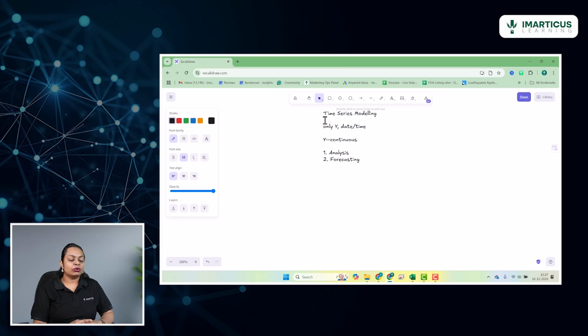Or it could also be the company's revenue that you are trying to forecast on the basis of the past 10 years of revenue data that has been given to you. So all of these problems where you are forecasting ahead of time is where your time series modeling is applicable.